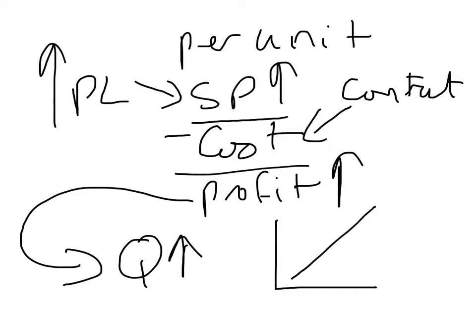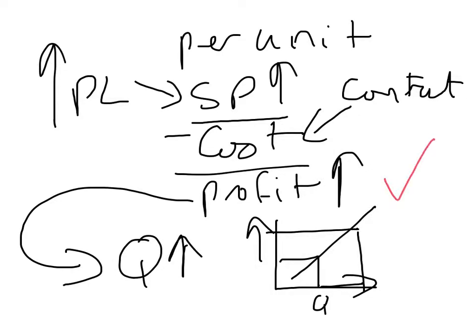Here's our short run average cost curve. Price level, that quantity is going to be supplied. Price level goes up, and a greater quantity is going to be supplied. Yeah, it all checks out. Give that the big red tick. All right.